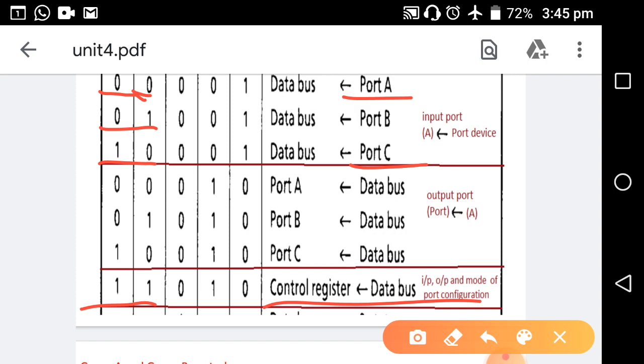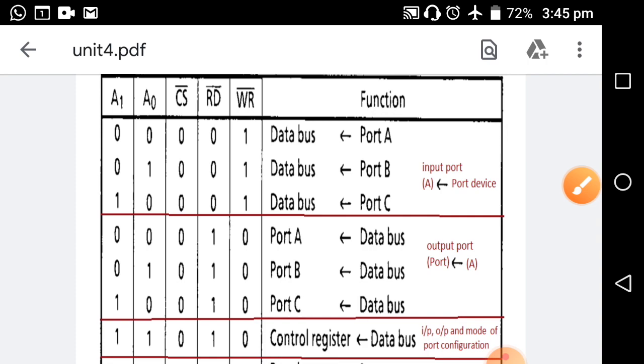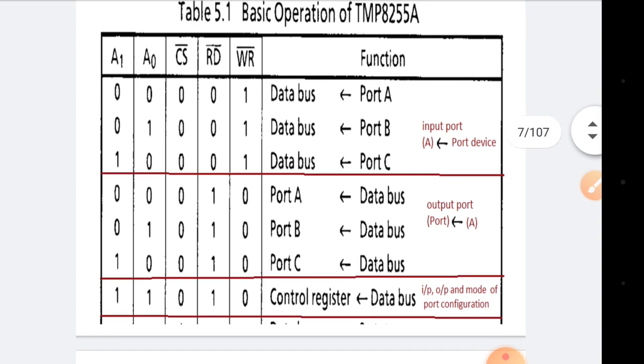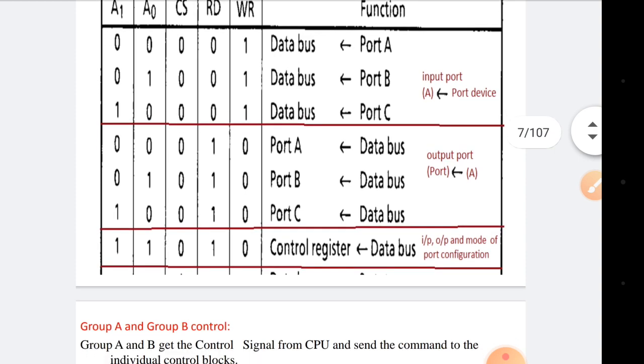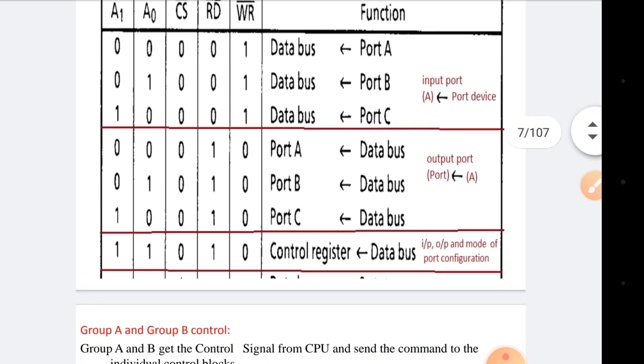Okay, so here again we have chip select. In the table all the time this CS bar is 0, that means our 8255 IC is enabled all the time. Okay, so in the read bar mode, all the port A, port B and port C are the input ports. Okay, and in the case of write bar being 0 in the second column, all the port A, port B, port C are the output ports.